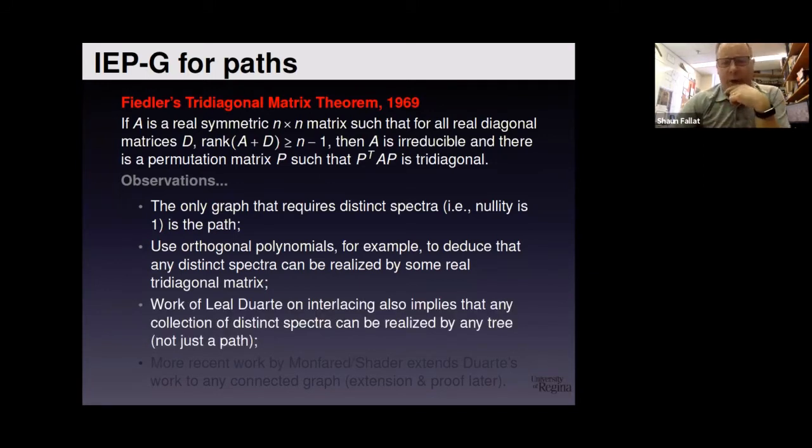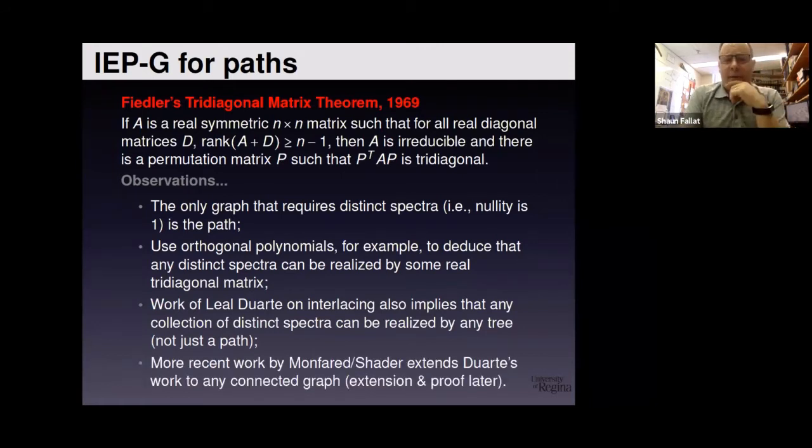Now, Leal Duarte worked a little bit in the late 80s and early 90s, and he basically showed that any collection of distinct numbers can be realized as the spectrum of a matrix associated with any tree, not just a path. This doesn't solve the inverse eigenvalue problem for a tree. It just says that if you start with distinct numbers, you can then find a matrix in S of a tree that has those eigenvalues. But it doesn't talk about the case of multiple eigenvalues.